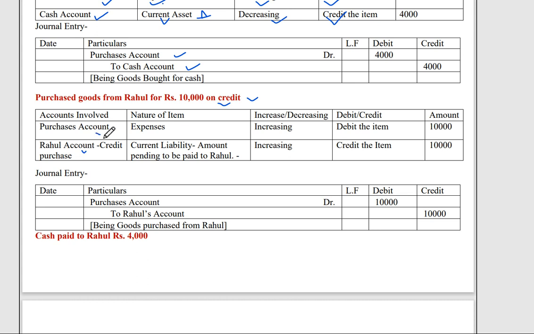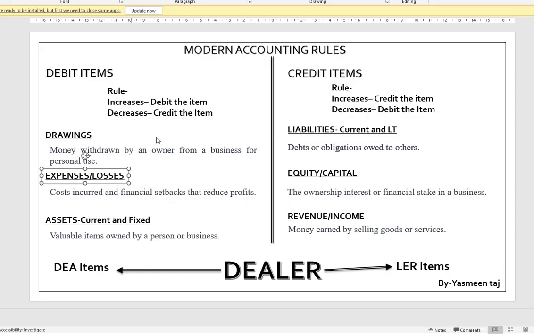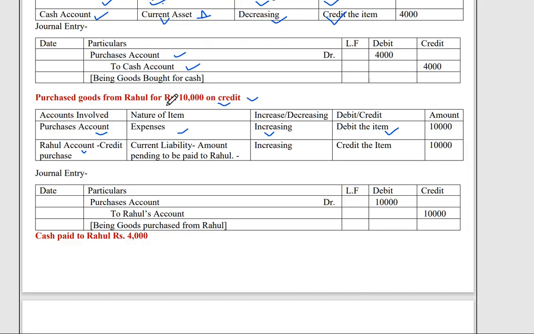Here purchase account is an expense. As we are purchasing the goods, expenses are incurred, our expenses are increasing, and we have to debit the item. When expenses are increasing, we have to debit the item.